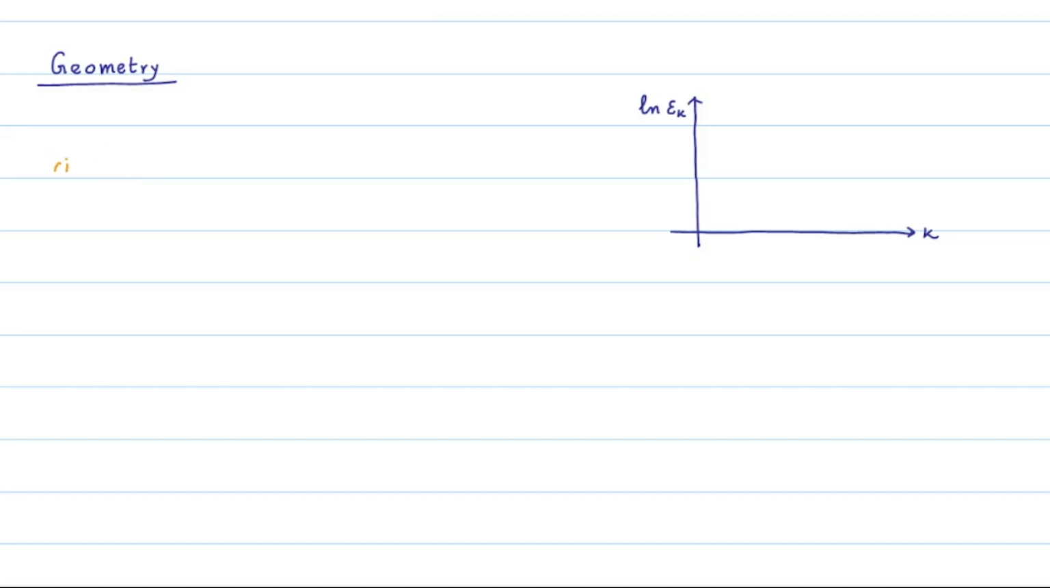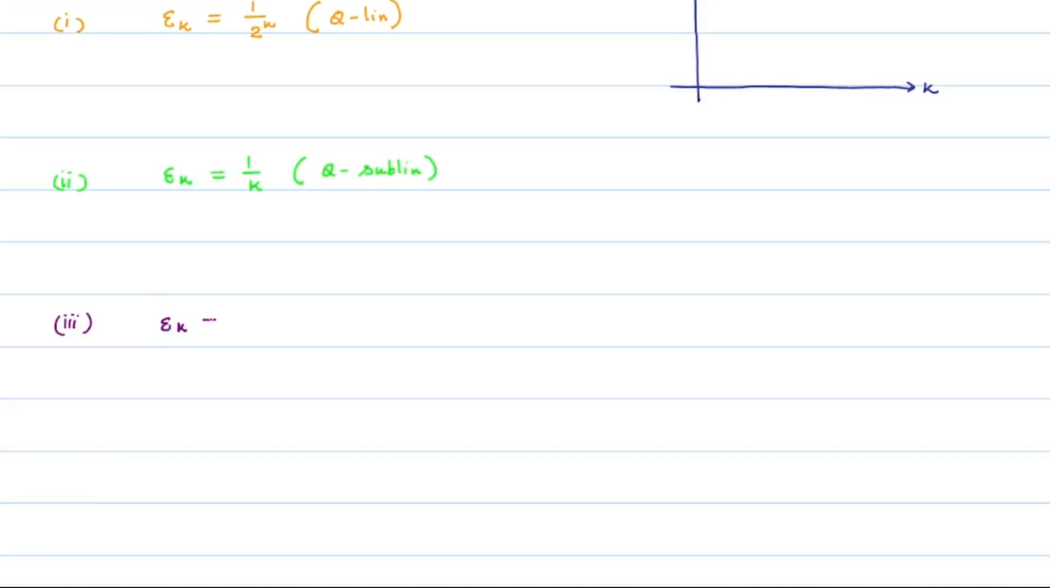Let's say the first example, epsilon k is equal to 1 upon 2 to the power k. For this sequence, you can find that it is q linear. Consider epsilon k to be 1 upon k. This is q sublinear. Consider epsilon k is equal to 1 by k to the power k, which has q superlinear convergence. And the last example, epsilon k is equal to 1 by 2 to the power 2 to the power k. This has q quadratic convergence.